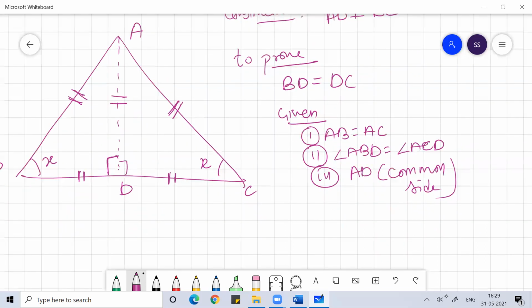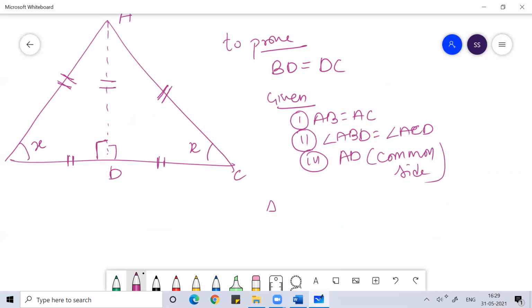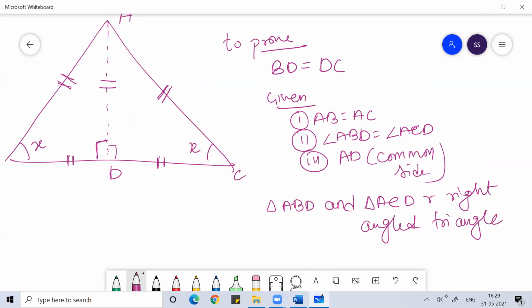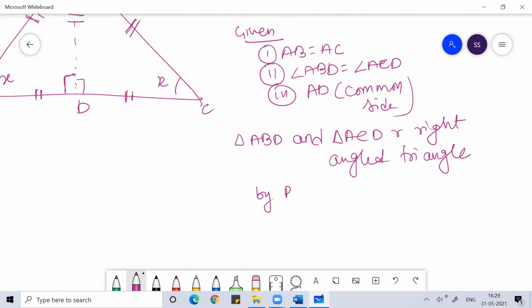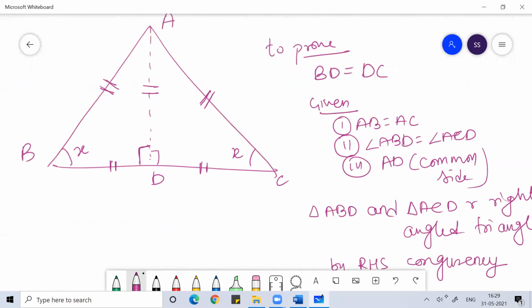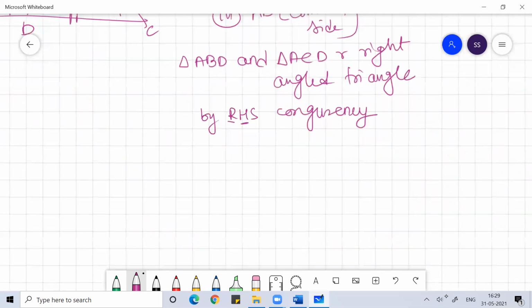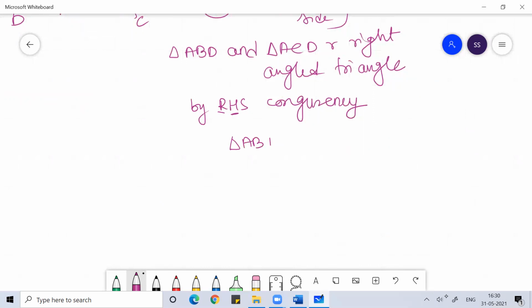Now you know the triangle ABD and the triangle ACD are right angle triangles, because the altitude is perpendicular. Because they are right angle triangles, by RHS congruency, that is right angle, hypotenuse, side. This is the hypotenuse, this is a right angle, and one side is common. So by RHS congruency, triangle ABD is congruent to triangle ACD.